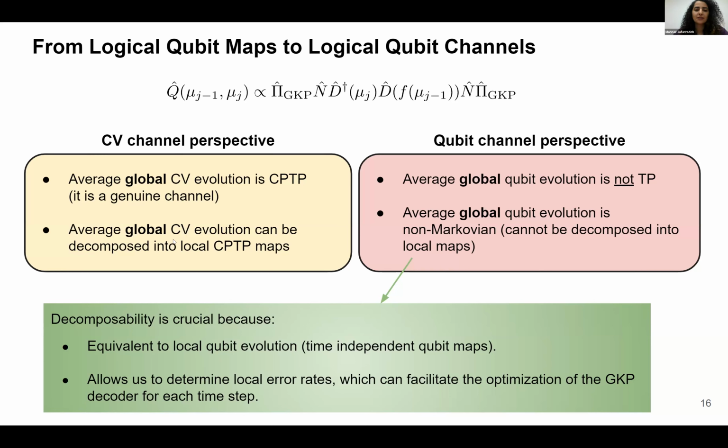And then you can decompose this global channel into local channels that are also CPTP maps. However, this CV evolution doesn't preserve the code space. So what we did, we defined our qubit maps, which preserve code space, but they don't have these properties that CV maps had. They are not globally trace preserving, and also they are non-Markovian, meaning that we cannot decompose them into local maps.